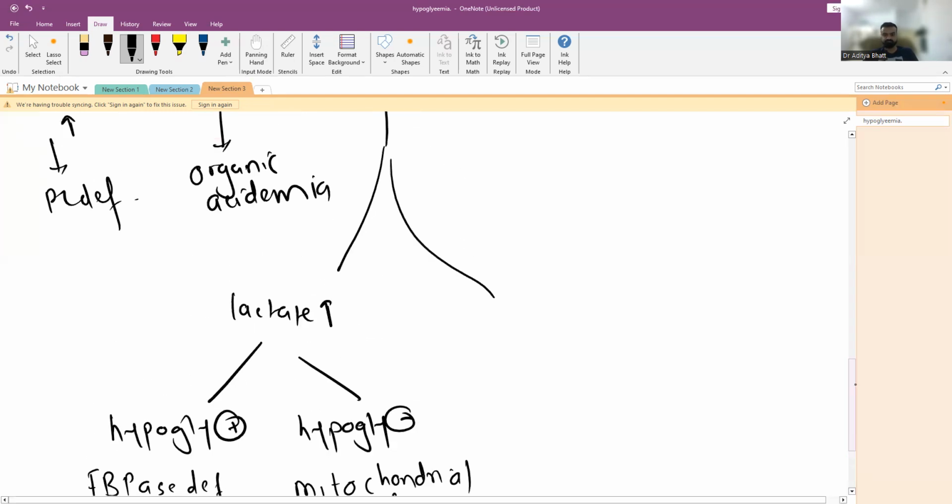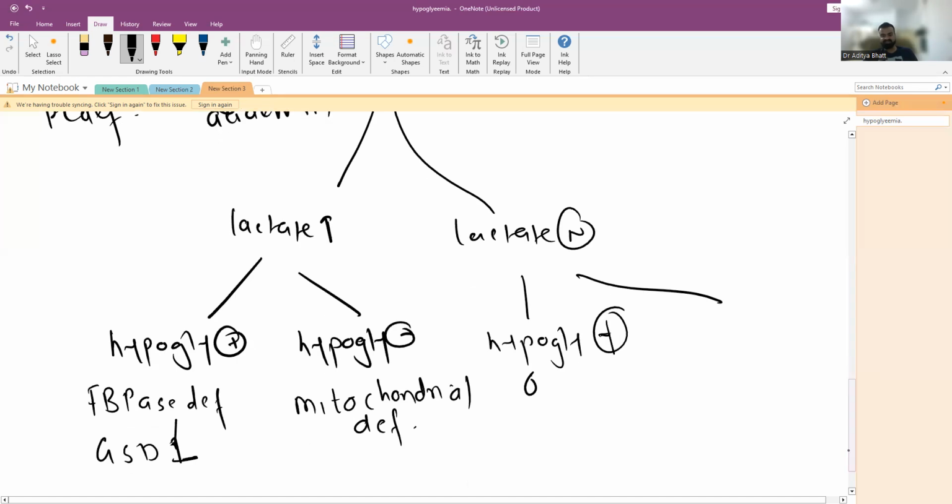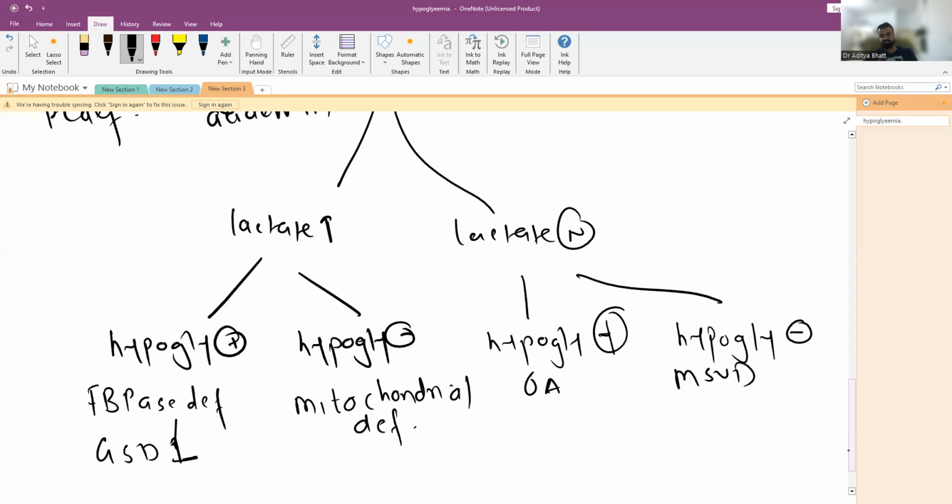Okay. While in case of normal lactate, again you check for hypoglycemia. If the hypoglycemia is present, it is organic acidemia or adrenal insufficiency. While if hypoglycemia is absent, meaning the patient has normoglycemia, then it is maple syrup urine disease or ketolysis defect. Okay, so this is the approach.